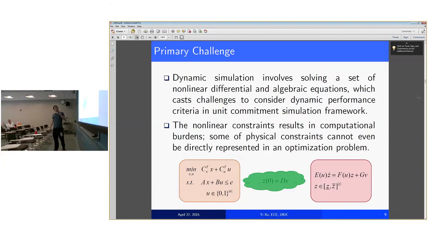So the primary challenge lies here. This is the summary of the unit commitment simulation, the optimization problem, and the result provides the initial values for the conditions we can run in the dynamic simulation. And the dynamic simulation has a lot of differential and algebraic equations, but the unit commitment framework has steady state constraints. So how can we represent the dynamic simulation in the steady state format is the challenge we will deal with in this work.